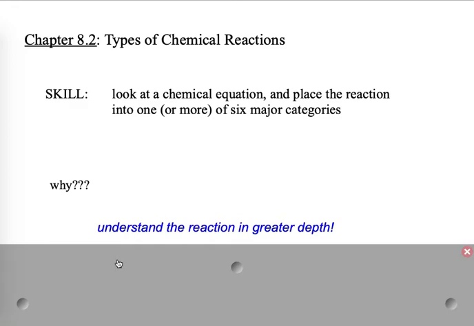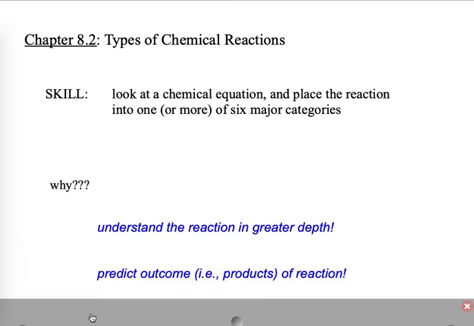Another important reason why is because if we know what category it belongs to, it allows us to predict the outcome, that is the products of the reaction. So you will see later in this video that there are certain categories of reactions for which, if I specify the reactants, you can tell me what category it belongs to, and then based on that, you can tell me what the outcome of the chemical reaction is.